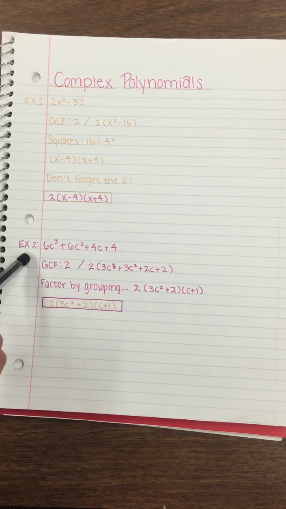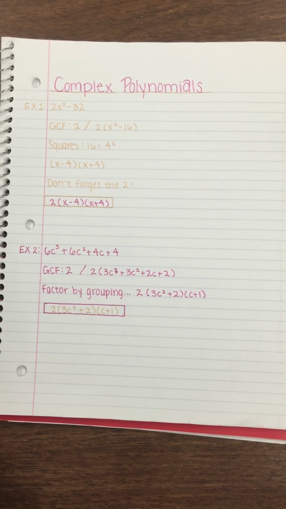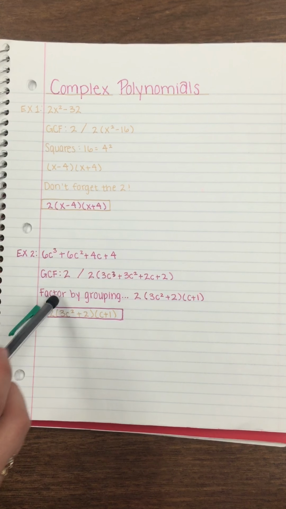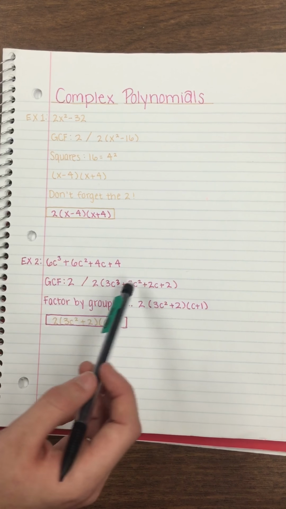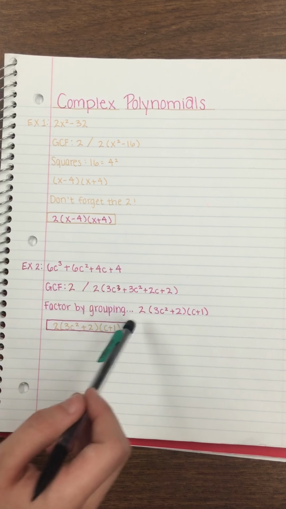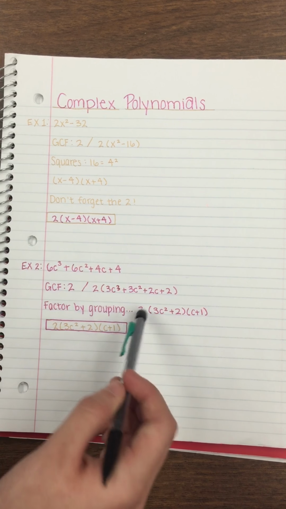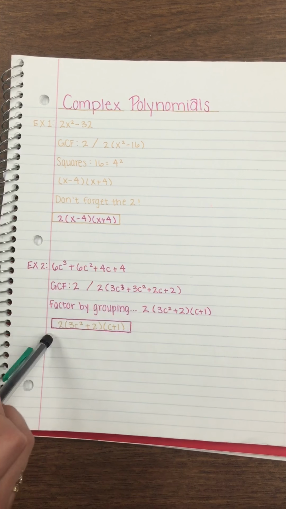Example number 2 is 6c to the third plus 6c to the second plus 4c plus 4. The GCF of all of them is 2 because 2 can go into 6 three times, same with this one, and then 2 can go into 4 two times, and same with that one. But you factor it by grouping, so you get 2 times (3c to the second plus 2) times (c plus 1), and that would be your answer.